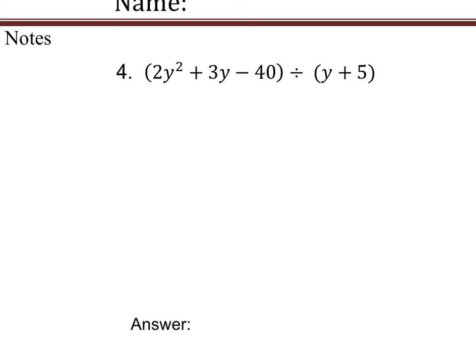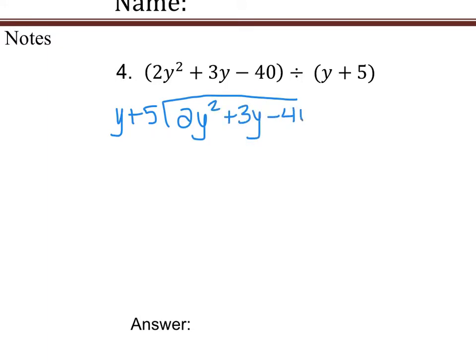Okay, welcome back to part 2 of the video. On number 4, we're going to divide a binomial into a trinomial. So let's go ahead and get that set up. We've got y plus 5 as our divisor, and it's going to go into 2y squared plus 3y minus 40.